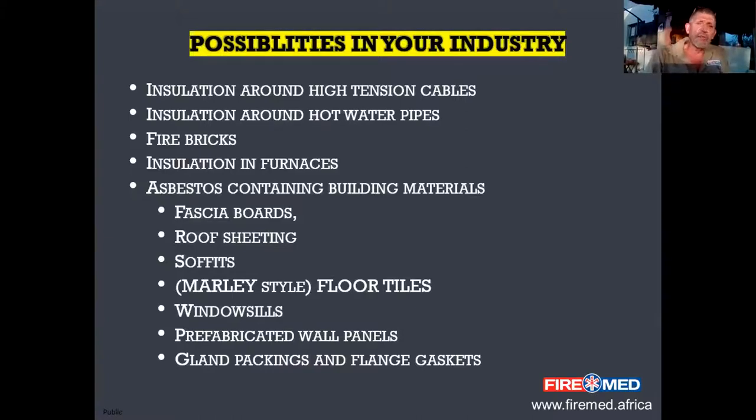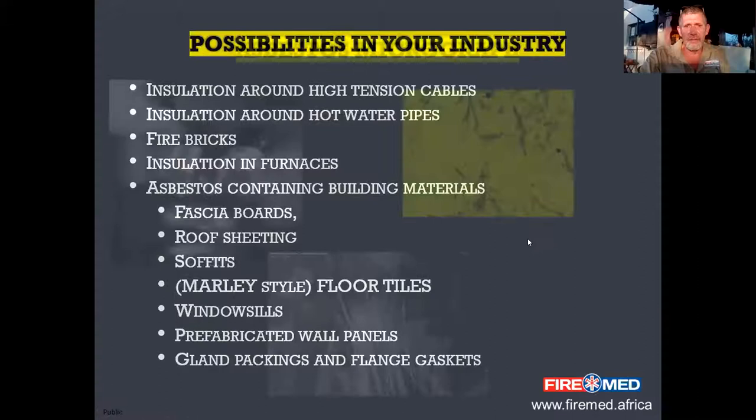Insulation around hot water pipes, fire bricks, insulation for furnaces and boilers, asbestos containing materials, fascia boards, roof sheeting, soffits. Soffits are the bullnoses over the ends of shops. Now, if anybody's got a picture of a Checkers in their head, those black tiles surrounding all the old Checkers, they were all asbestos. That was the soffit. Marley style floor tiles, windowsills, prefabricated wall panels, and then obviously gland packings and the like.